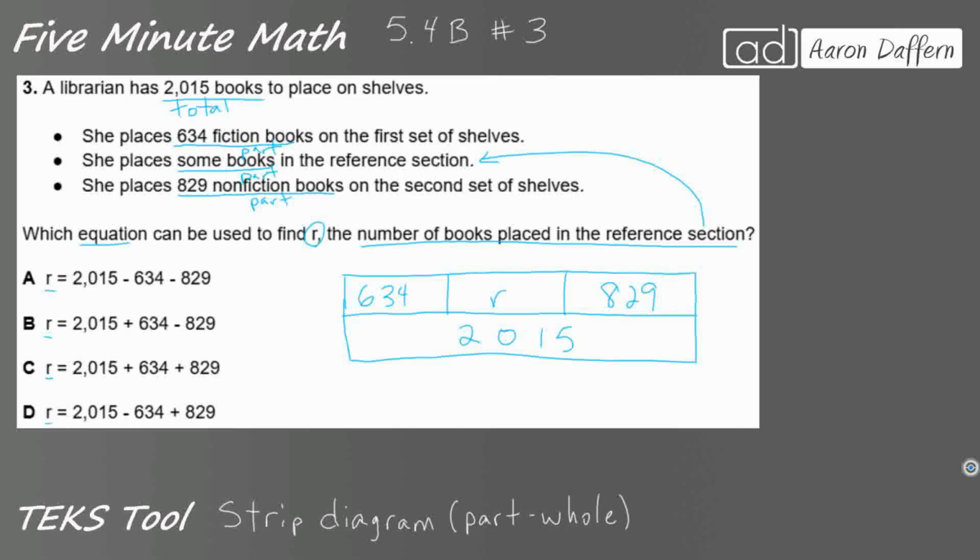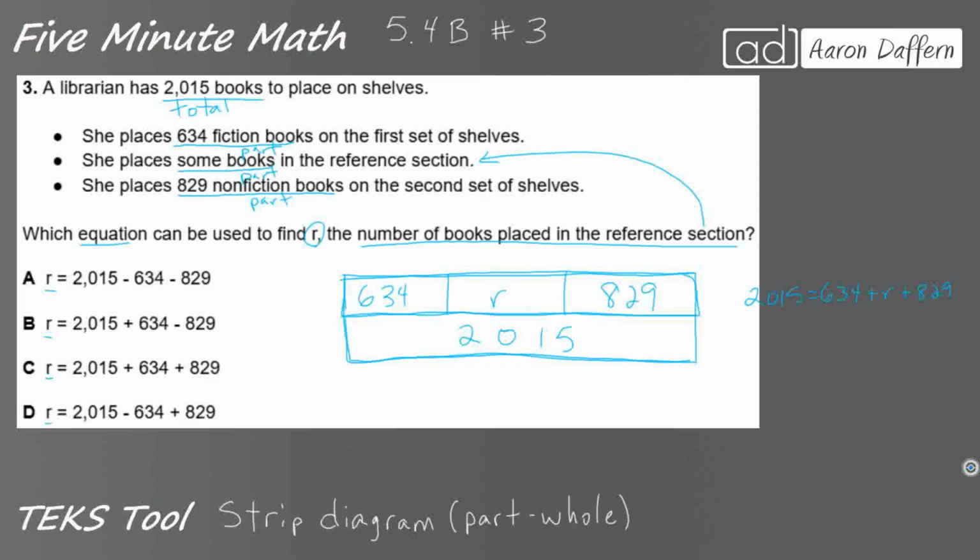So how can I represent this in an equation? Well, there are a few different equations I can represent. One would be just setting these two equal to each other. So this 2015 is the total, and that is equal to these three parts added together. That's what a part-whole relationship shows us. So I can say 634 plus R plus 829, and obviously I can rearrange the order of the addends if I need to. That is not one of the answer choices, but that's fine.